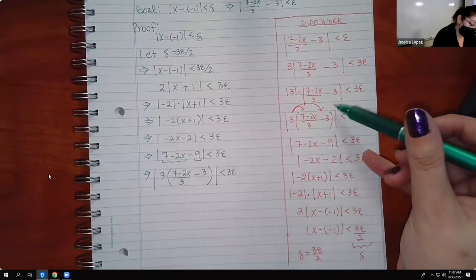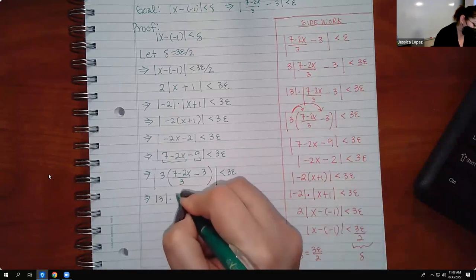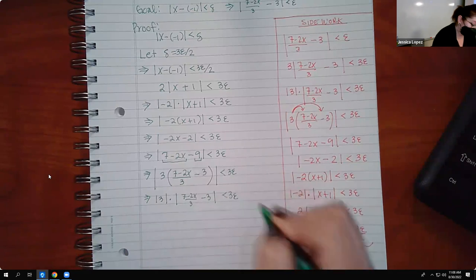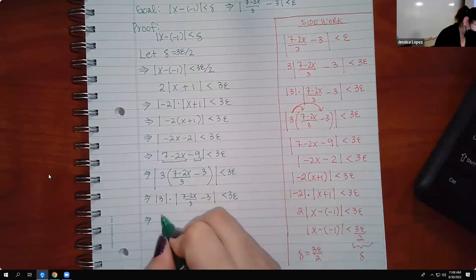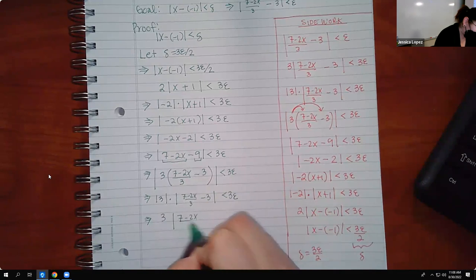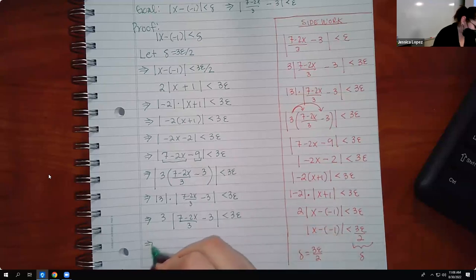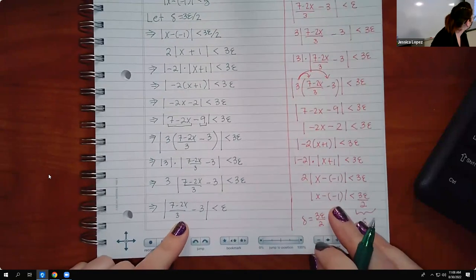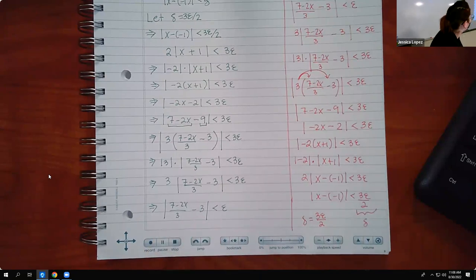And then what do I do from there? Then I take out the 3 from the bars. So you factored out the 3, take it out of those bars. And then what am I going to do with that 3? If I divide, won't it make the 3 go away on both sides? And don't I have what I was trying to find? Isn't this f of x minus the L? Right? And so then we're done.